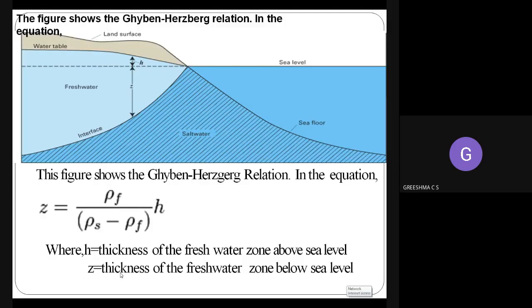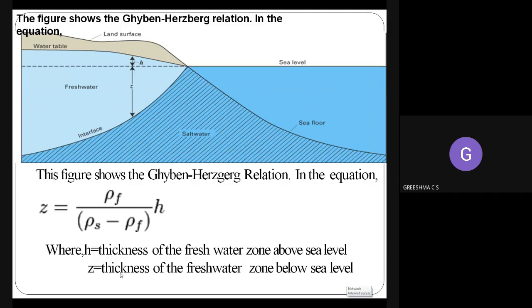Okay, so this is the equation: z is equal to rho f divided by rho s minus rho f, into h. This relation is very important. You have to study this equation. You don't have to study the derivation and all, but you have to understand this equation. This is asked in your university also.